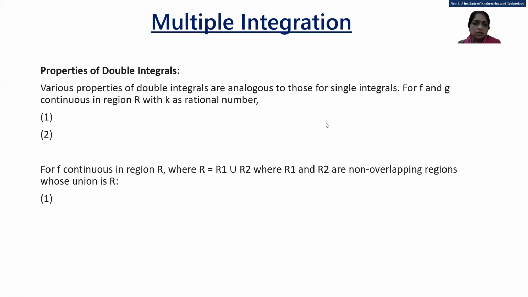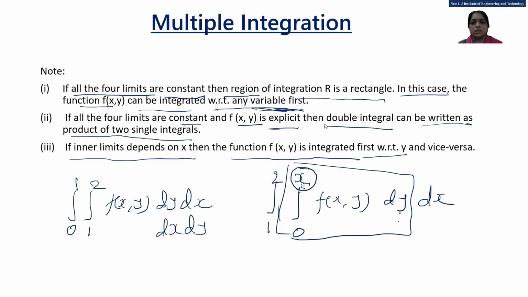One student has a doubt in the second rule. In this second rule, all four limits are constant, right? And this function is in explicit form. Explicit form means if one variable we can represent in the form of the other variable, then the double integral can be written as a product of two single-variable integrals.